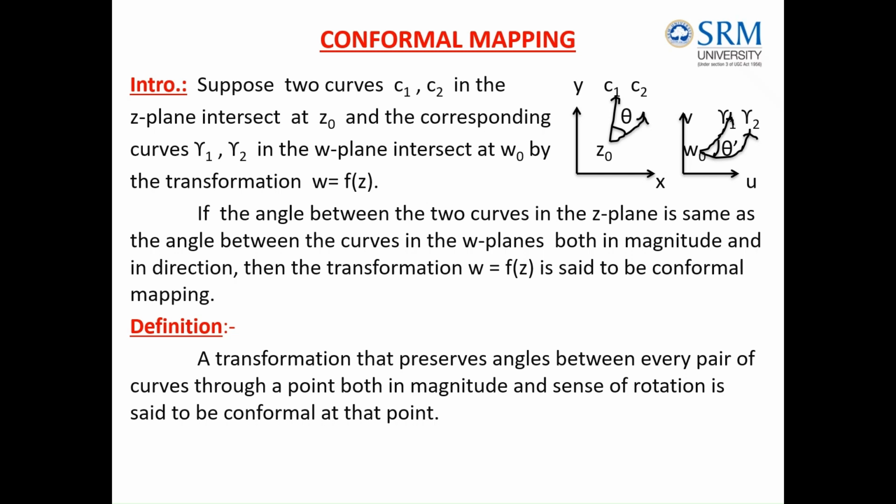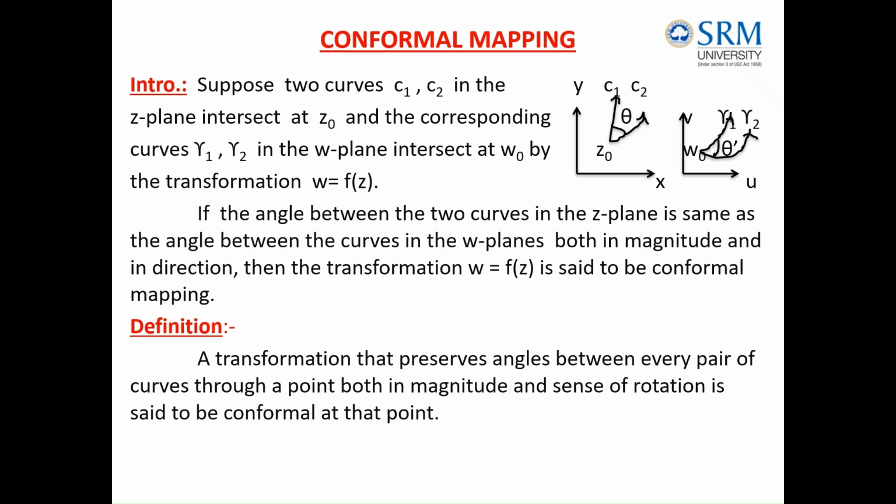Hello everyone. Today we are going to see conformal mapping. Take two curves C1, C2 in the Z plane. Those two curves meet at the point Z0, and the corresponding curves gamma 1 and gamma 2 in the W plane intersect at W0 by the transformation W equal to f of Z.